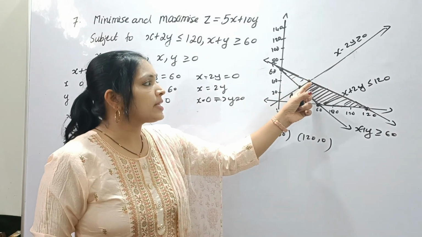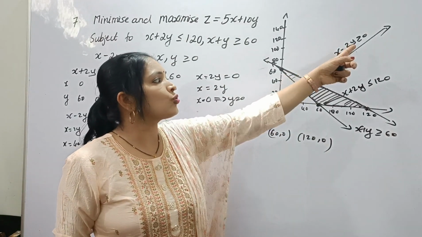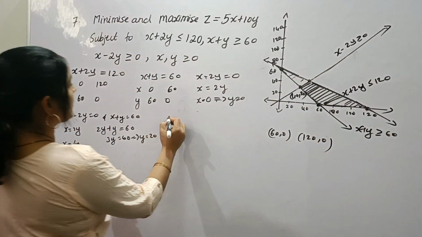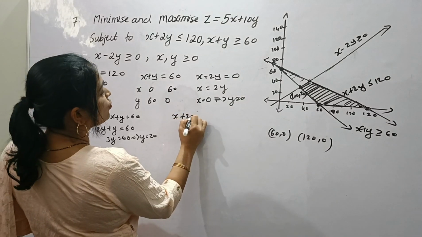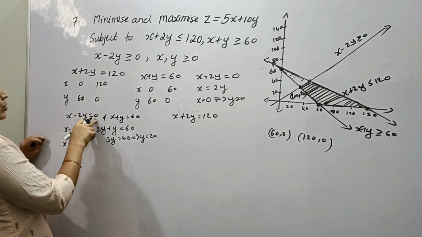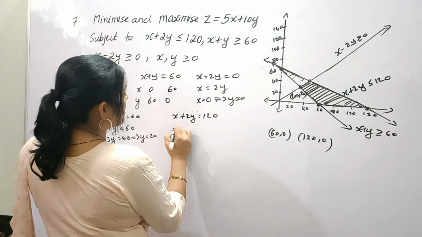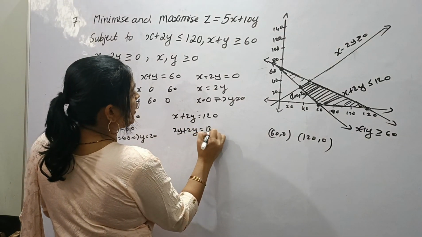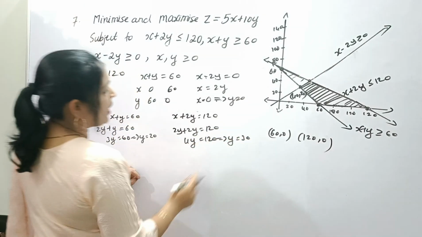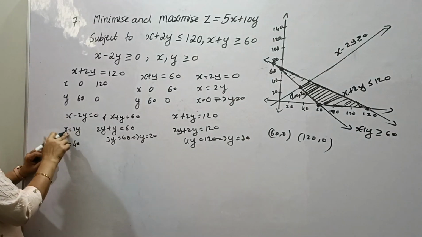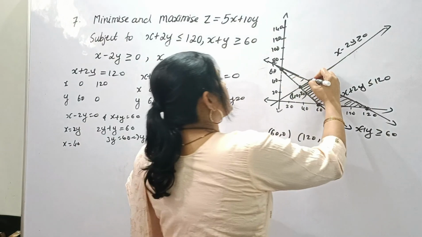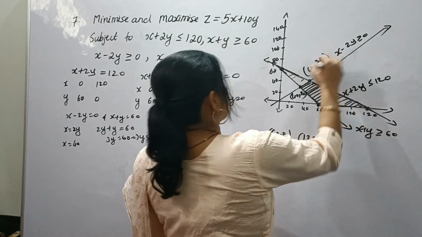Next, let's find the point of intersection of x minus 2y equals 0 and x plus 2y equals 120. X minus 2y equals 0 implies x equals 2y. Substitute here: 2y plus 2y equals 120, so 4y equals 120. That implies y equals 30. If y equals 30, then x equals 60. So it is the point (60, 30).